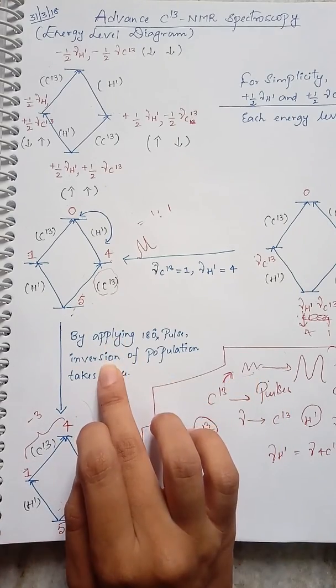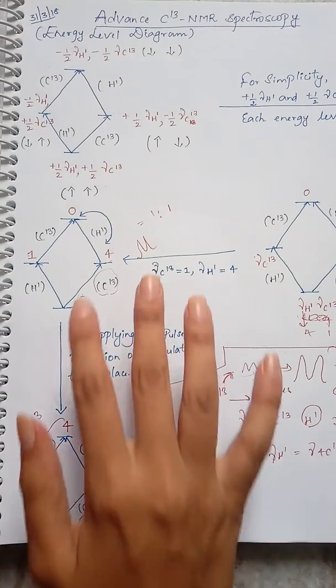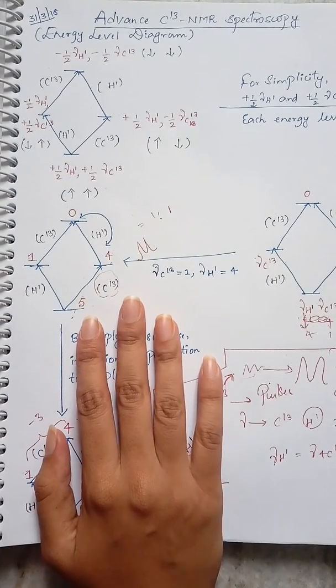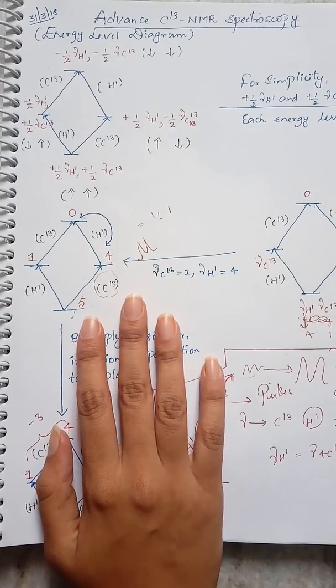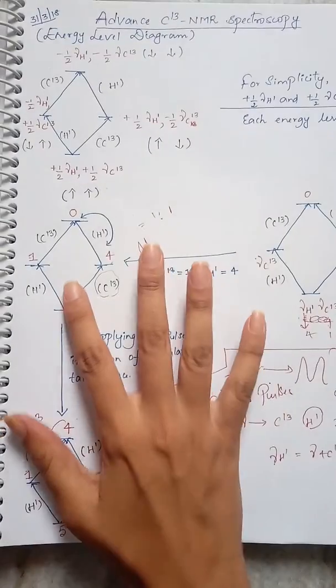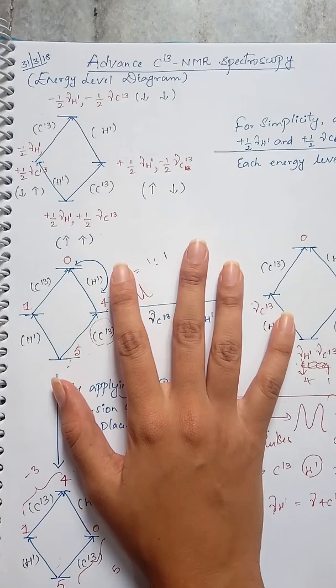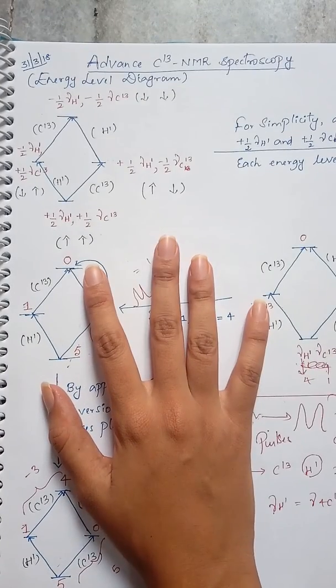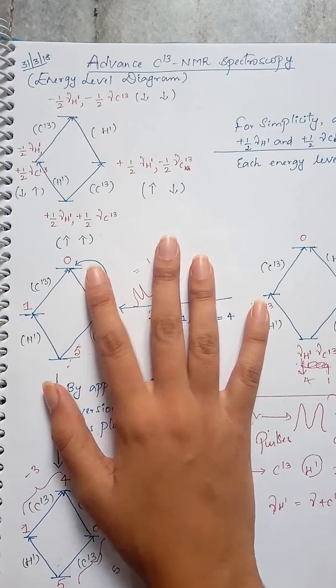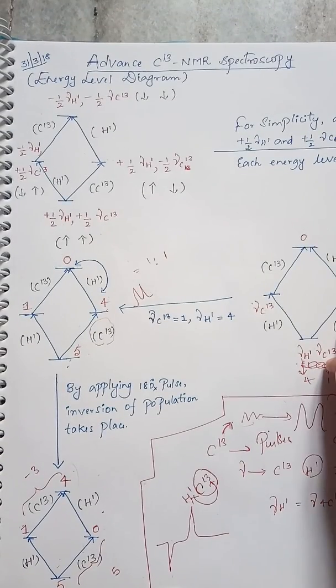You can't apply 90 here and 180 there. You have to apply 180 only here. So it is very specific. Hence we say very specific pulse radiations are used in advanced C13 NMR spectroscopy topics. Later I will be making a video on DEPT and INEPT spectra, which will be helpful for you from an entrance point of view. Right? Thank you.